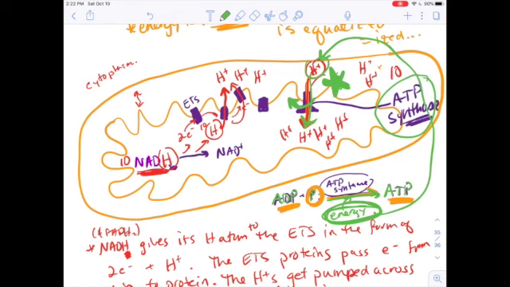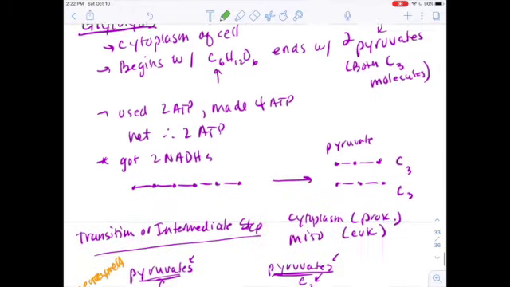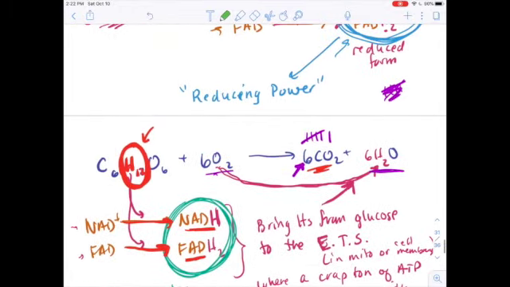And where did these protons come from? They came back here from NADH. And where did NADH get that hydrogen atom? They got it way, way back here, from glucose, from the food that you eat.